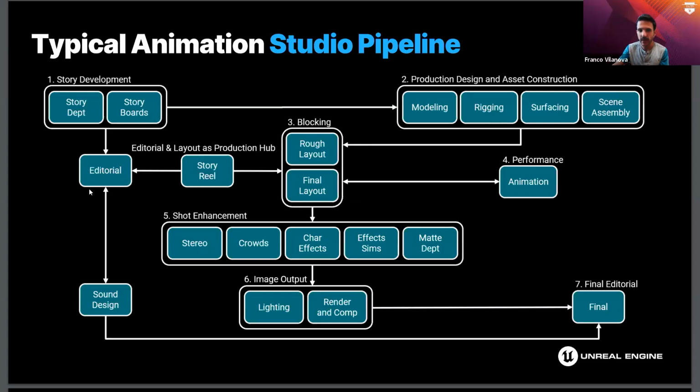At this point, editorial starts trickling in and we do a little bit of story reel and we start to see some action happening with animatics and layouts. Then we start doing a little bit more work on our shots. We do crowds, we do effects, we do simulations, and we finally end up with image output with lighting, rendering, composition for a final editorial once we added our sound design. So this is what a typical animation studio pipeline looked like in the past.